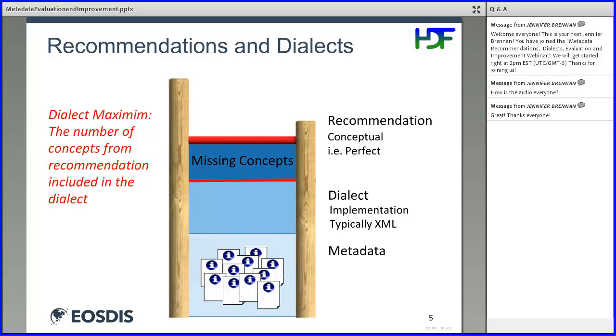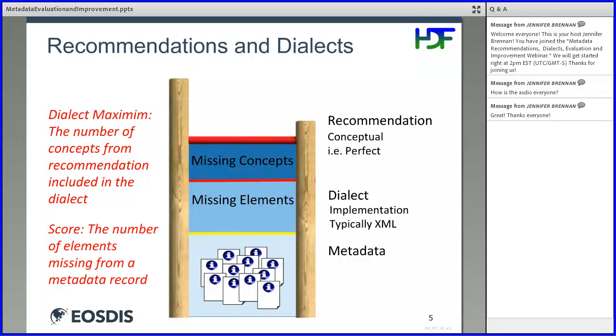The final step, of course, is actual reality: real-world metadata records. In some cases, metadata records are complete, or as complete as they can be in a certain dialect, with respect to a recommendation. In many cases, they're not, and that's what we're interested in improving. So there are also missing elements. I'll try to be consistent when I'm talking about missing concepts and missing elements. If I say something that doesn't make sense, remember that missing concepts are parts of a recommendation that are missing from a dialect, and missing elements are XML elements that are missing. Hopefully that's clear. We also have scores for metadata records because we're interested in quantitative evaluations, and the scores are the number of elements that are missing from a metadata record. So those are a couple of important numbers, and hopefully we understand this concept.